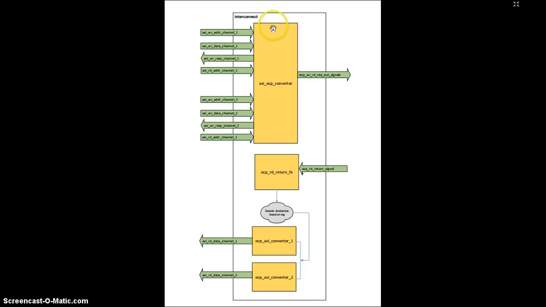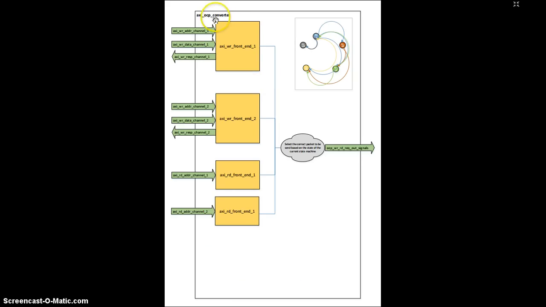Now we are going one step down in the problem. We will be seeing the implementation details of the AXI to OCP converter. So this is again the further subdivision, or the sub-modules, in the AXI to OCP converter. Before explaining these blocks, let me tell you how to approach this problem.